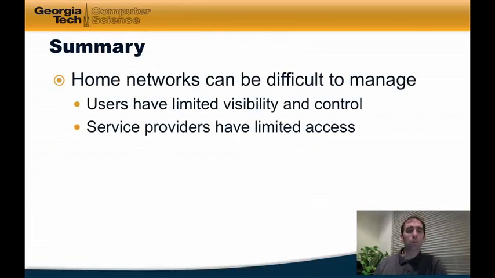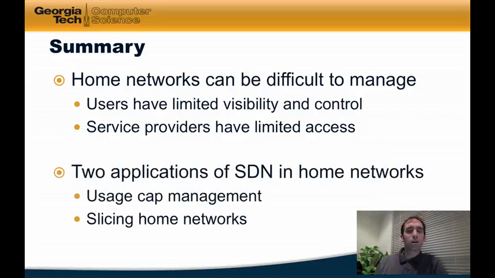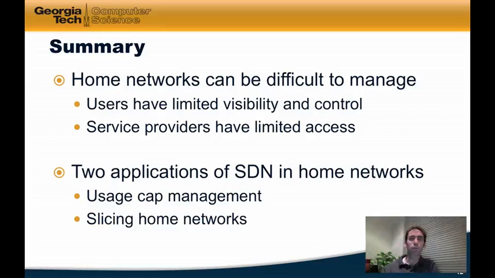In summary, home networks can be very difficult to manage because users have very limited visibility and control over what is going on in the home. Service providers who may want to offer value-added services also have limited access. We've looked at two applications of SDN in home networks: usage cap management and slicing of the home network, each of which illustrate how the use of SDN to refactor control in the home network can make home network management much easier, both for the users and for service providers.